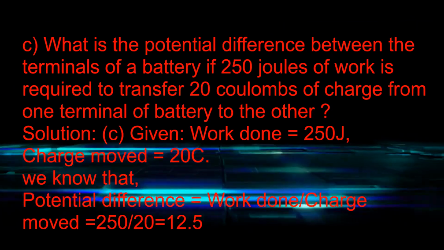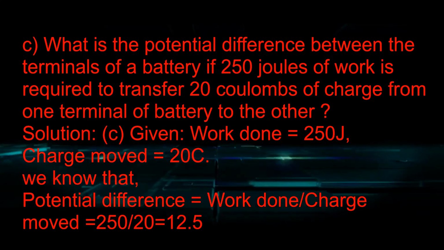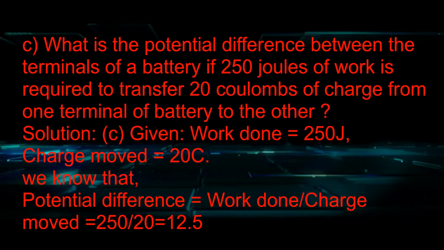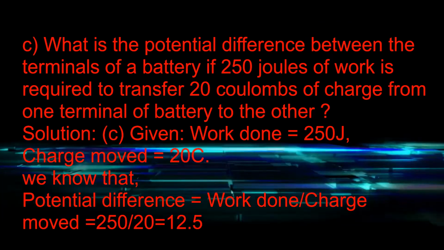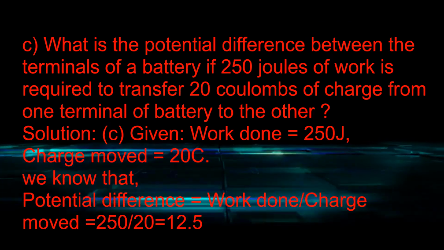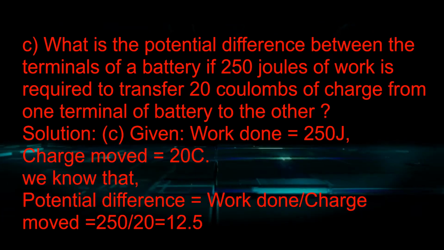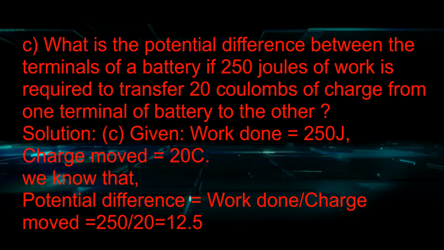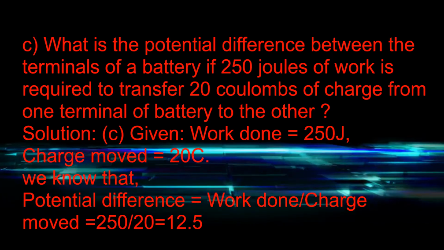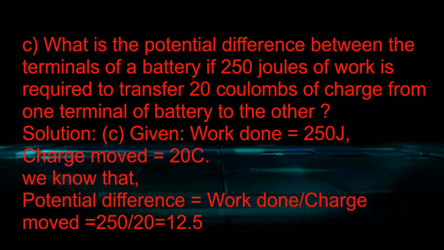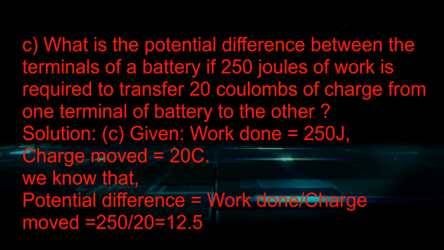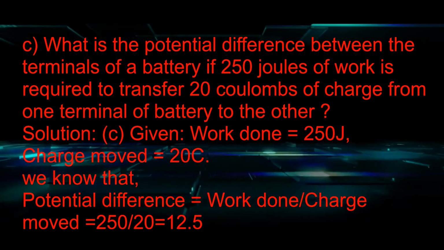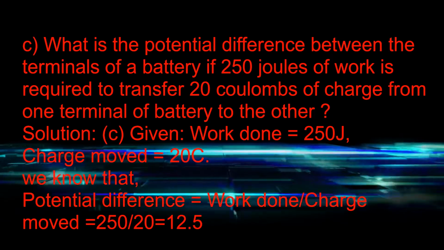C. What is the potential difference between the terminals of a battery if 250 joules of work is required to transfer 20 coulombs of charge from one terminal of the battery to the other? Solution. C. Given, work done equals 250 J, charge moved equals 20 C. We know that potential difference equals work done divided by charge moved, equals 250 / 20 equals 12.5 volts.